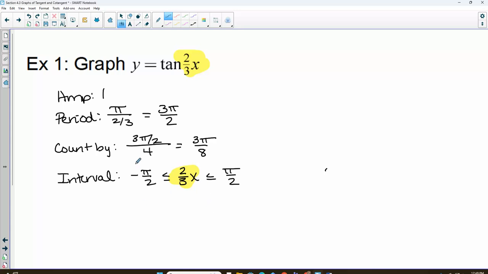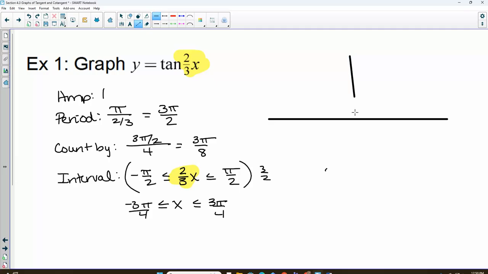So if I'm trying to get x by itself, what would I do? So I get negative 3 pi over 4, less than or equal to x, less than or equal to positive 3 pi over 4. So because we're not just starting at 0, your period can move your starting point.